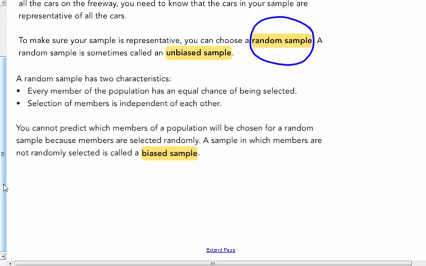And the selection of the members is independent of each other. Just because you choose Tommy for something doesn't mean that you have to choose his best friend Billy, for instance. So selections of members is independent of each other. They don't come in 2s or 3s or 4s. So a random sample has to have those two characteristics. You cannot predict which members of a population will be chosen for a random sample because members are selected randomly. A sample in which members are not randomly selected is sometimes called a biased sample.